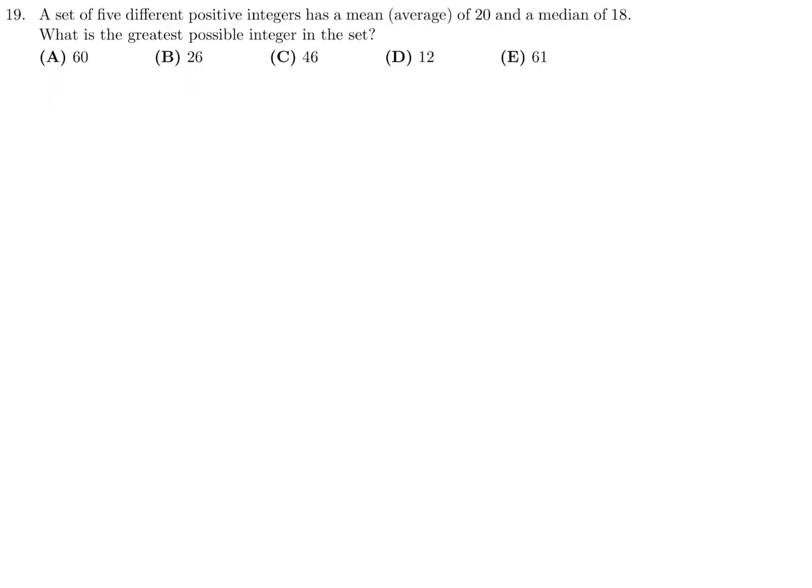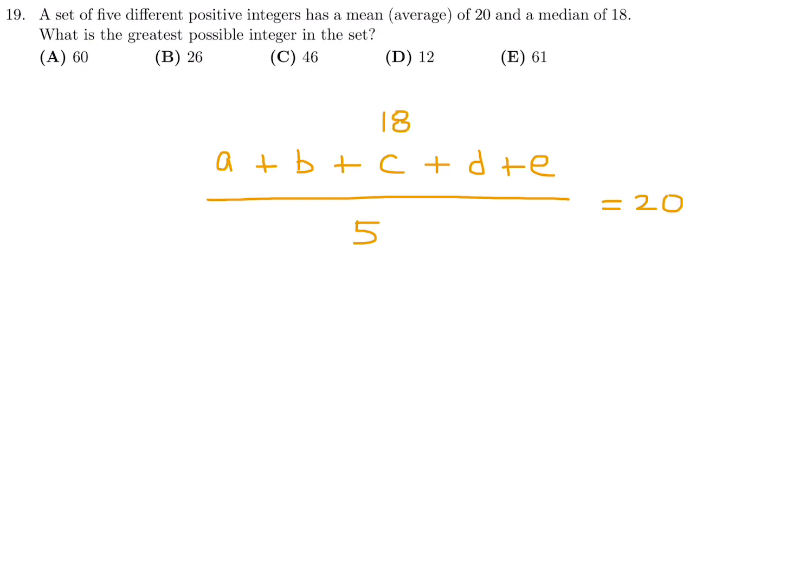A set of 5 different positive integers has a mean of 20 and a median of 18. What is the greatest possible integer in the set? So we have 5 different numbers. Let's say they're A, B, C, D, and E. And if you take their average, it equals 20. Now they're saying the median is 18, so C, I'll make 18. And this is arranged from smallest to largest, A being the smallest and E being the largest.